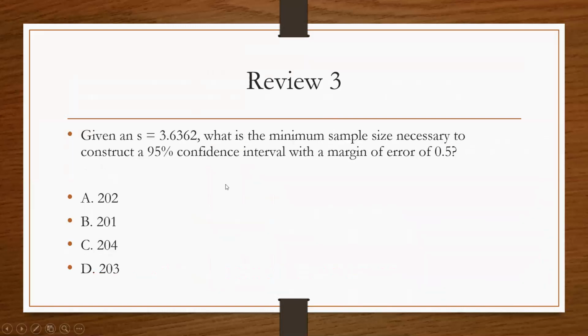On to review number 3. I think this is the last one. Given S equals 3.6362, what is the minimum sample size necessary to construct a 95% confidence interval with a margin of error of 0.5?